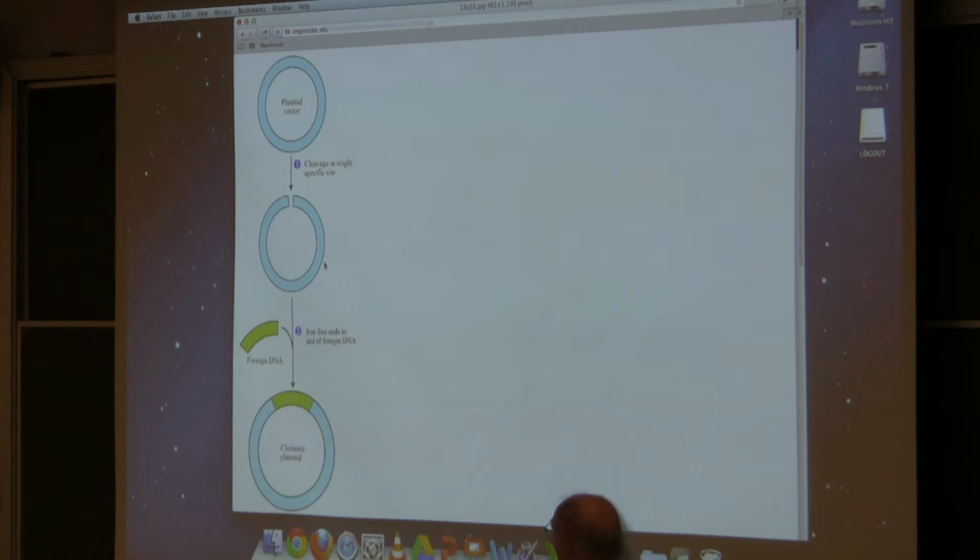I've told you I ligate it. I get this, right? But I probably have about 1 in 10,000 that look like this, and about 9,999 where these two just come back together with no insert. I want the ones that come back like this.